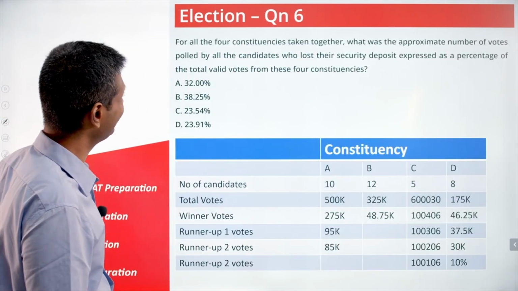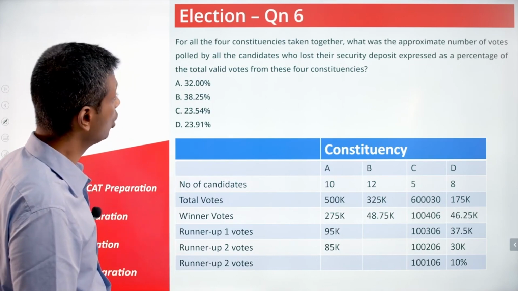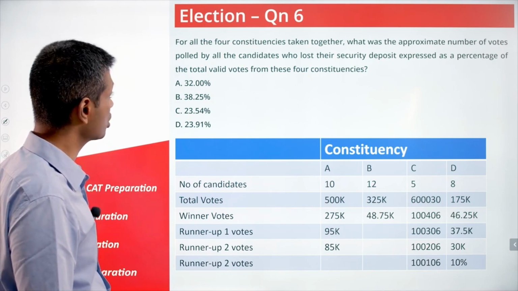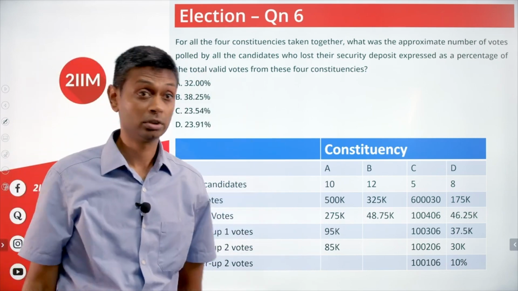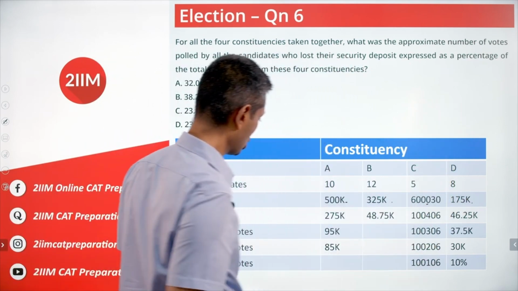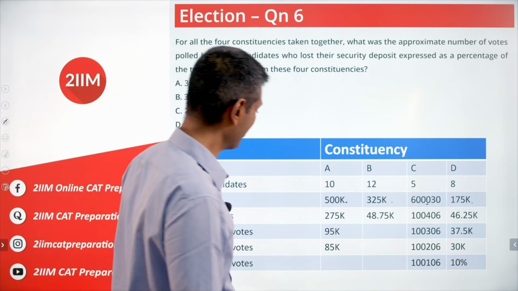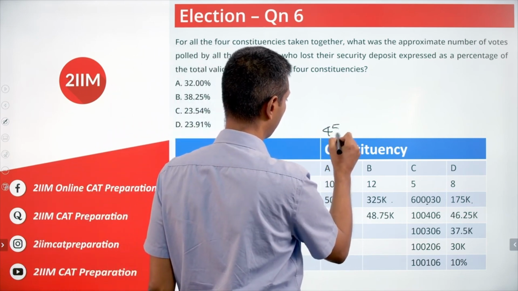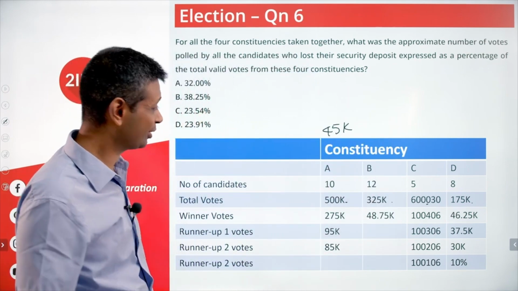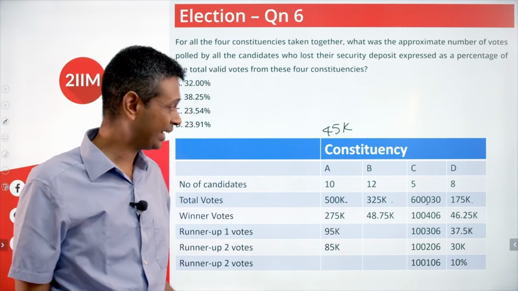For all the 4 constituencies taken together, what is the approximate number of votes polled by all the candidates who lost their security deposit, expressed as a percentage of total valid votes from these 4 constituencies? Total valid votes we have clearly, that we can add up. How much was polled by candidates who lost their security deposit? In A, we've already calculated this, 45K. In B, we want an approximate answer to start with. Except this guy, everybody else lost their security deposit. That I can find out.